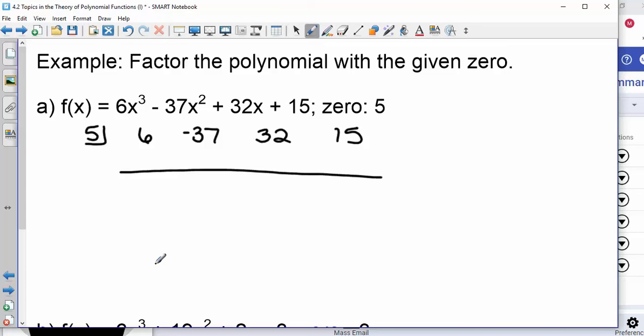Remember the first thing, what happens? Comes down. Yep, 6 comes all the way down. Then we multiply and add. 6 times 5 is 30. Add -7. Multiply -35. Add -3. Multiply -15. Add and we get 0.